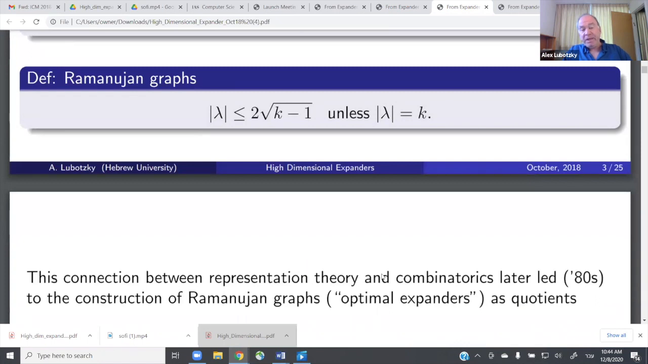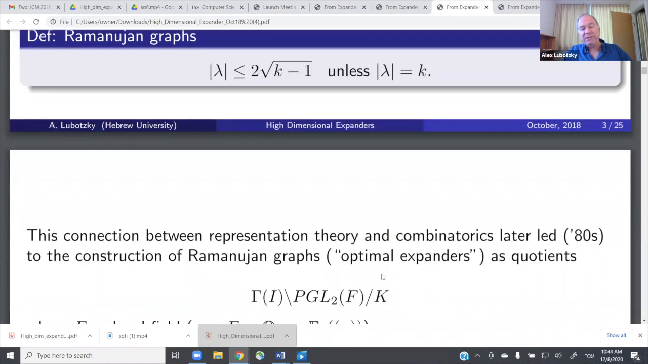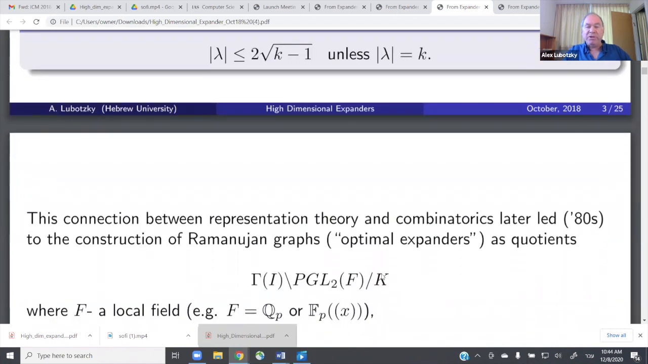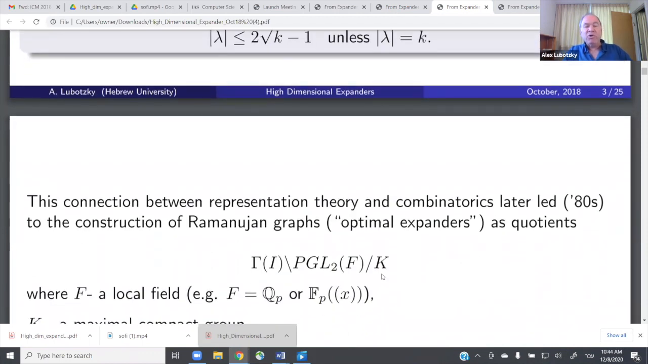Anyway, the connection that was set up by Margulis between representation theory and combinatorics led in the 80s to the construction of Ramanujan graphs.